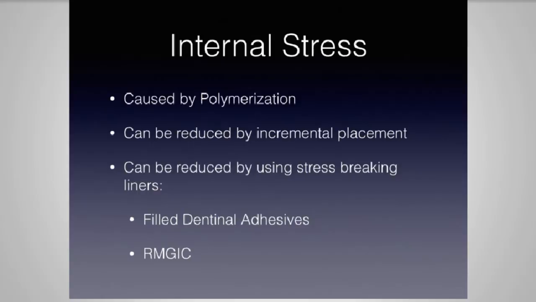You can reduce this internal stress by incrementally placing your composites in 2 millimeter or less increments, or if you're using regular composite types or bulk fills, up to 4 millimeters. You can also reduce this stress by using stress-breaking liners such as filled dental adhesives or resin-modified glass ionomer adhesives like Riva Bond LC by SDI. It's one of my favorite stress-breaking, stress-relieving adhesive materials in my office. It's pretty much one of my go-to materials.